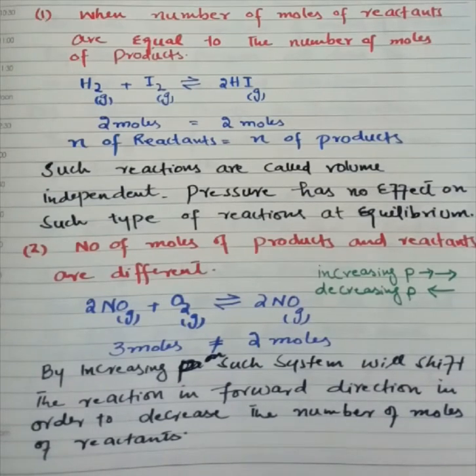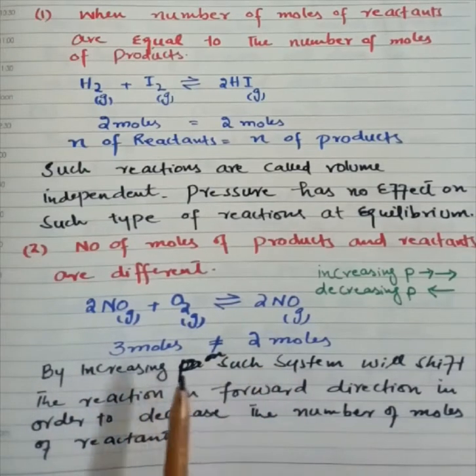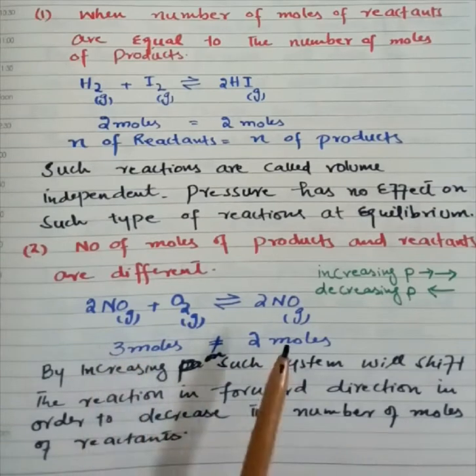According to Le Chatelier's principle, by increasing the pressure, the reaction will move in the direction where the number of moles is less. So once we increase pressure on this reaction, the number of moles is greater on this side and lesser on this side. So it will move from left to right, that is, in the forward direction.